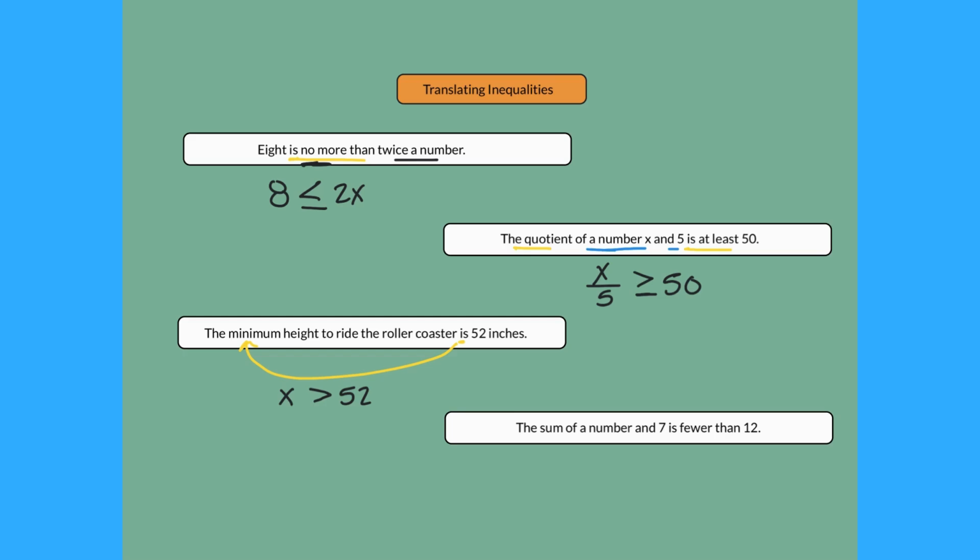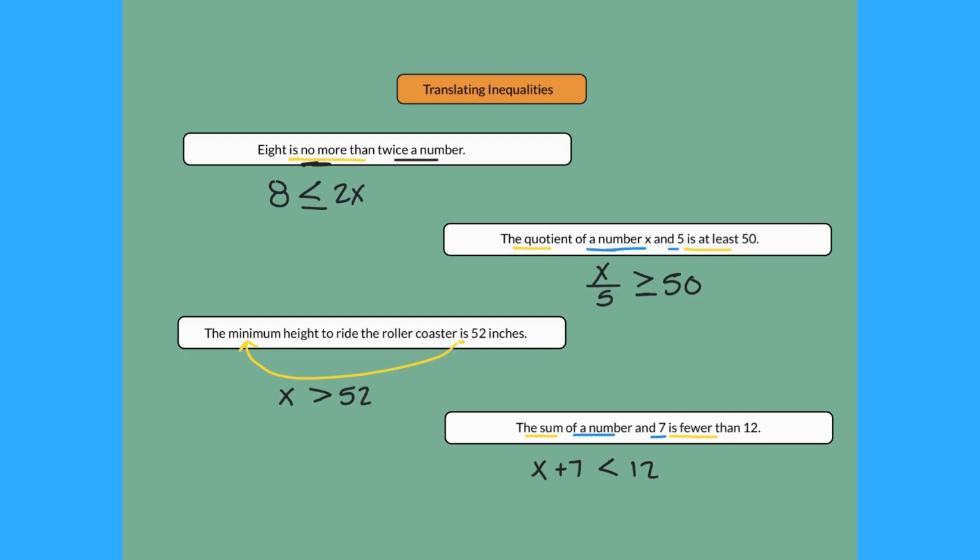And on the last one, sum, that's an answer to an addition problem. So I'm going to be adding a number and 7. It doesn't tell me what number to use. I'm going to choose to use x again. So I'm going to add a number and 7. Here's that is, but it's with the comparing, is fewer than. Fewer than means less than 12. It doesn't say fewer than or equal to, just fewer than. So that means it can't be 12. It has to be strictly less than 12.